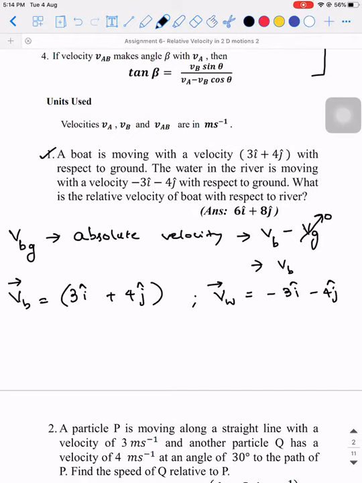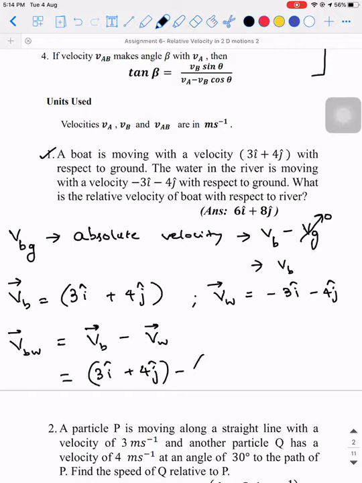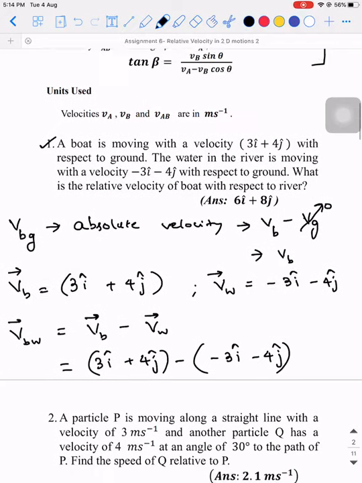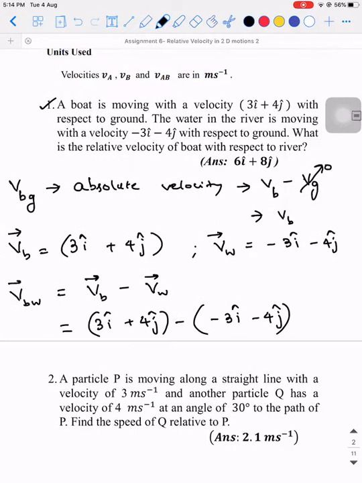What is the relative velocity of boat with respect to water? So this is what they are asking. So how do I write it? It is velocity vector of boat minus the velocity vector of water. So what is the velocity vector of boat? 3i cap plus 4j cap minus of minus 3i cap minus 4j cap. So what do I get the answer as? 3i cap plus 3i cap, it is going to be 6i cap plus 8j cap.